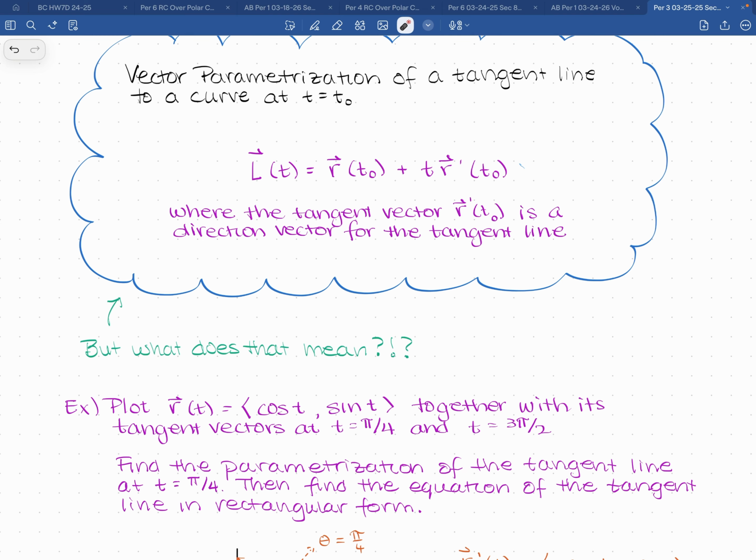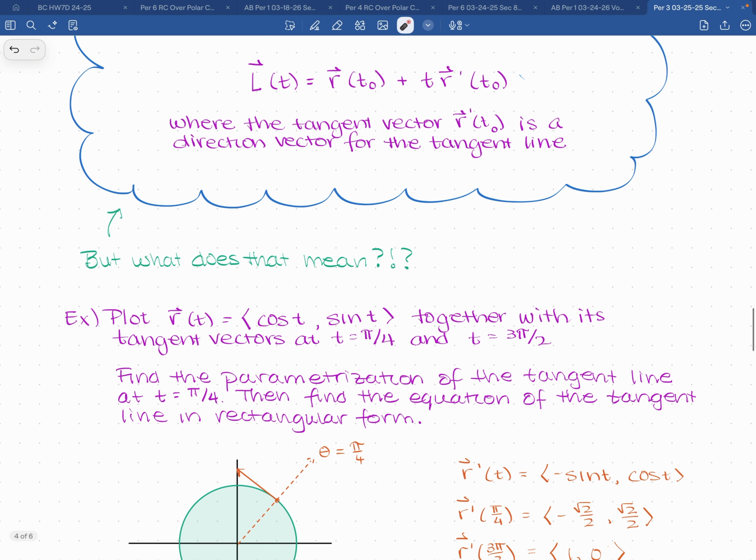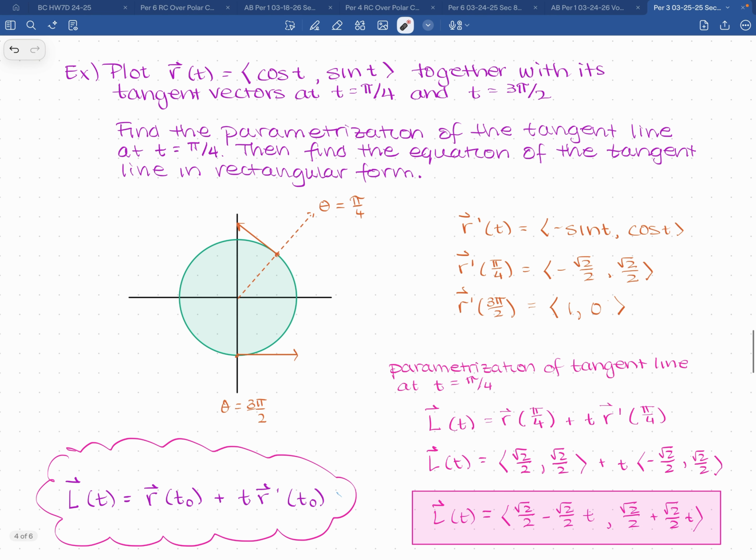So the next example is going to show it. It's not going to be obvious at first, but by the end of the example, hopefully it will make sense what a vector parameterization of a tangent line to a curve is. So let's take a look. Let's look at this vector valued function. It's the same one we did at the very beginning. It's the one that made this circle.